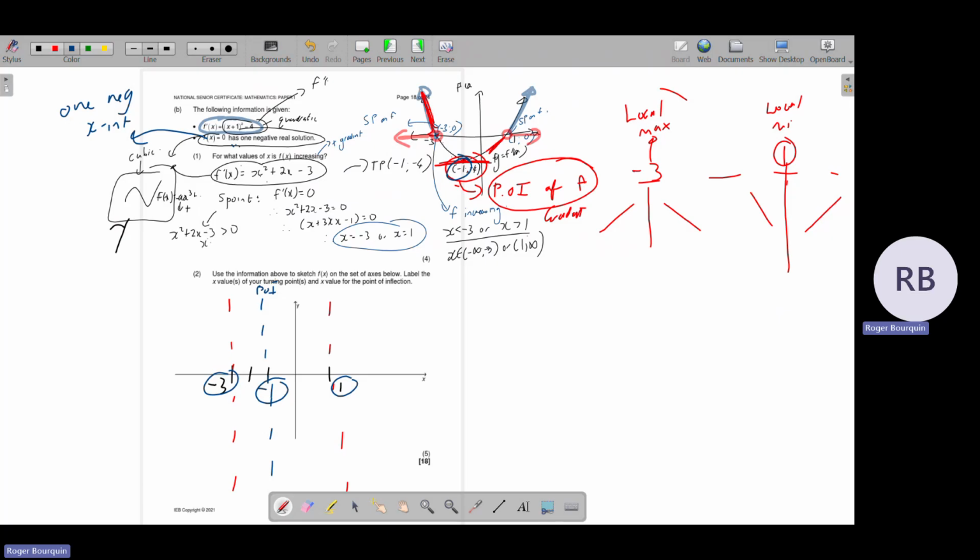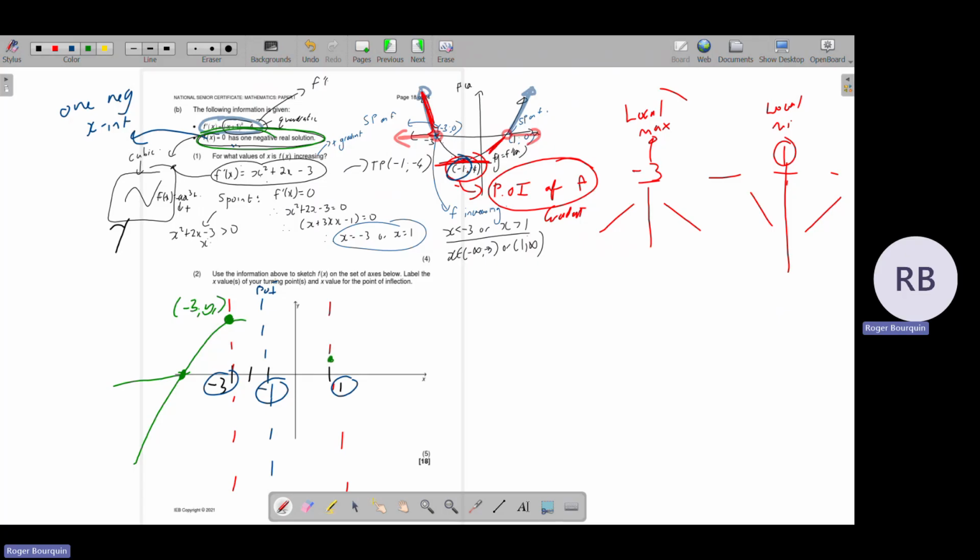Everyone's graphs wouldn't look the same. First of all, I'm going to do it in green. I've got a local maximum at -3. I don't know what that y coordinate is, so call it y1. I'm going to have one negative x-intercept, so it goes up to that point. Here's my negative root. So there can be no more x-intercepts now, because there's my one negative real root. Then it turns and goes down somewhere there.